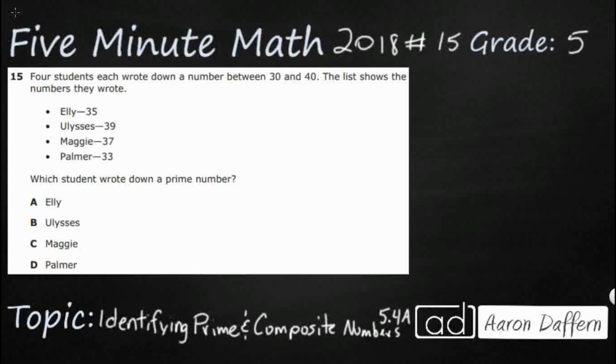Today we are looking at the 5th grade concept of identifying prime and composite numbers. This is standard 5.4a in the great state of Texas, and we are using item number 15 off the 2018 released STAAR test. If you have not done so already, please go ahead and take a moment to pause the video, work this problem out on your own, unpause it, and then we will look at our answers together.